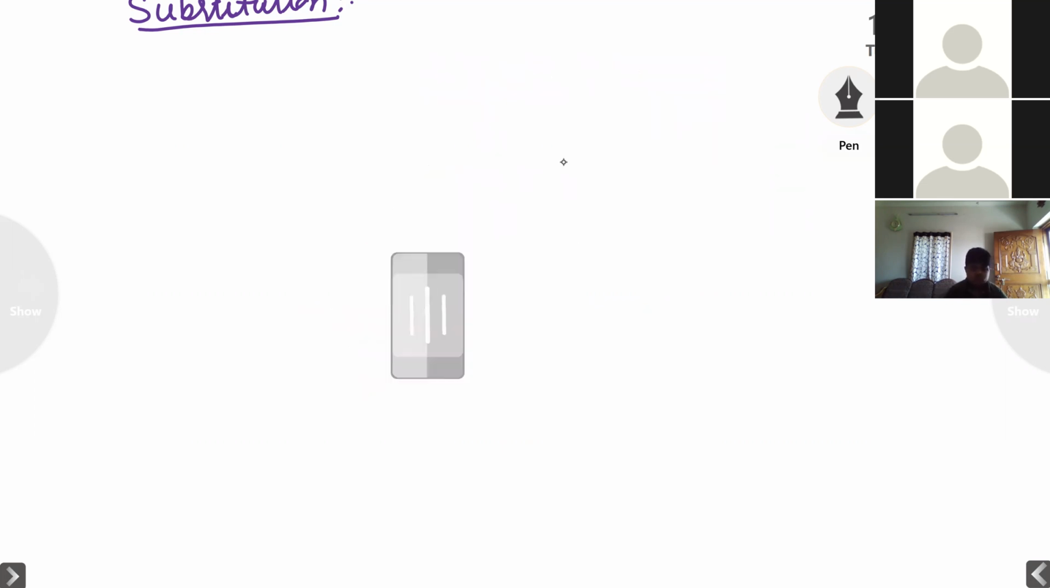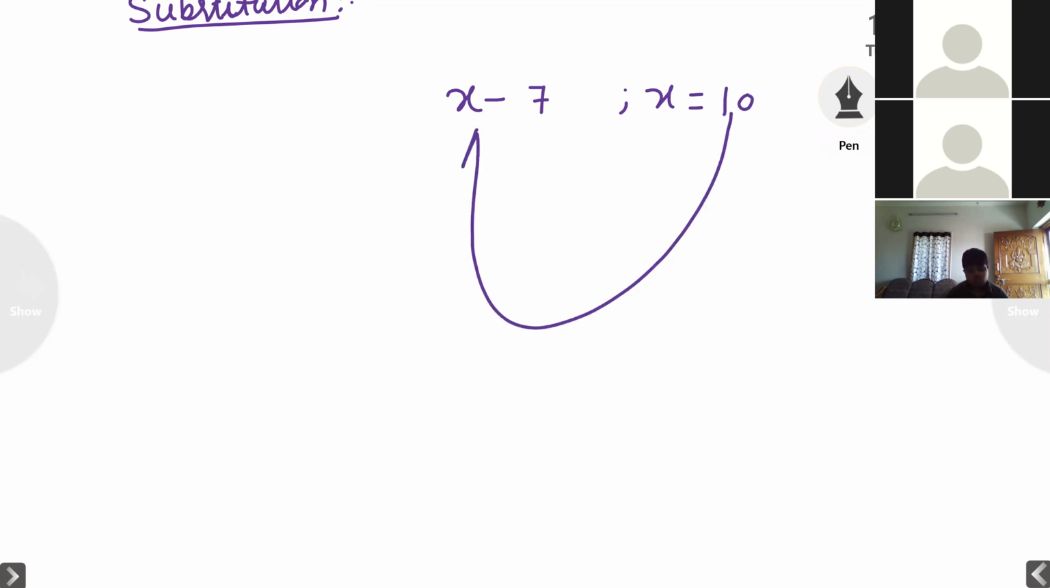Suppose I am writing here x minus 7. The value of x I have given is 10. It means in the place of x, I want to substitute 10. So in the place of x I will write 10, minus as it is, 7 as it is. 10 minus 7 equals 3. This method is called the substitution method.